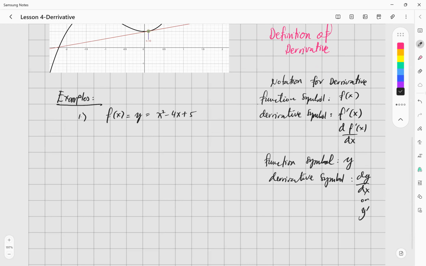Find the derivative using the definition.